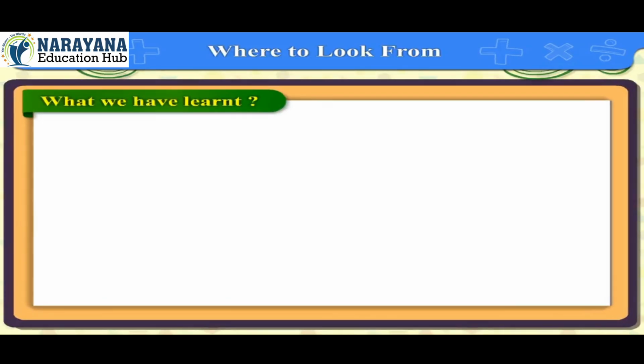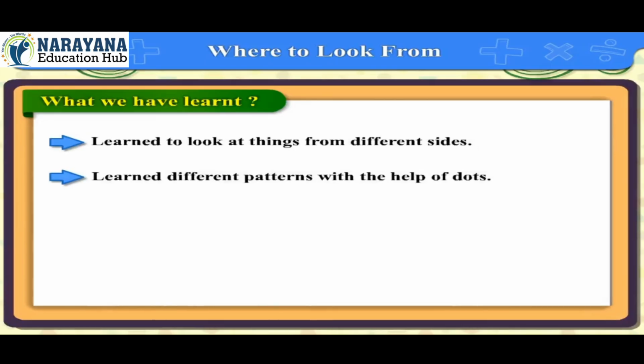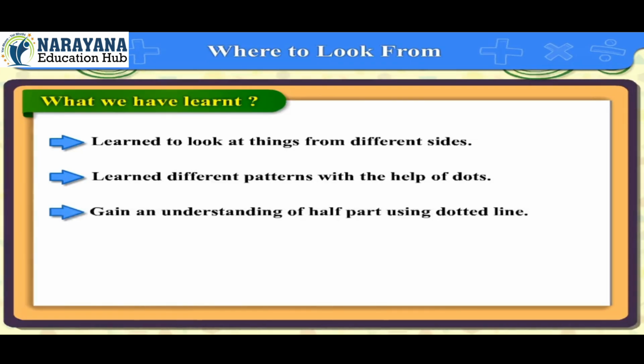What have we learned? Learned to look at things from different sides. Learned different patterns with the help of dots. Gained an understanding of half part using dotted line.